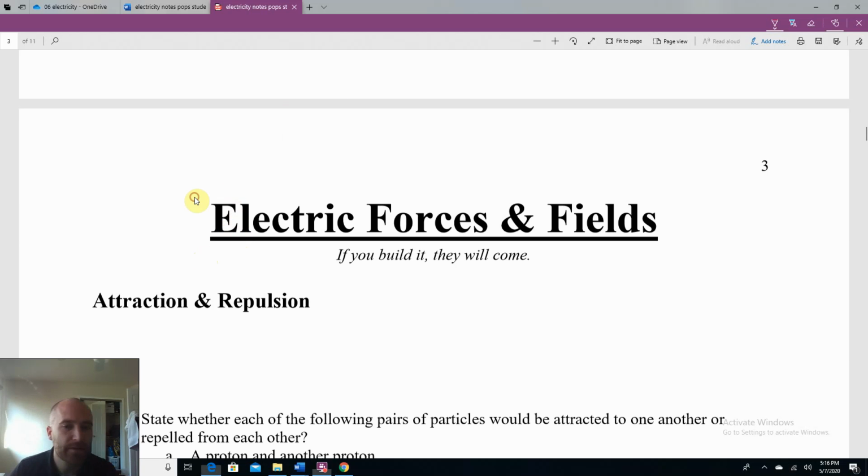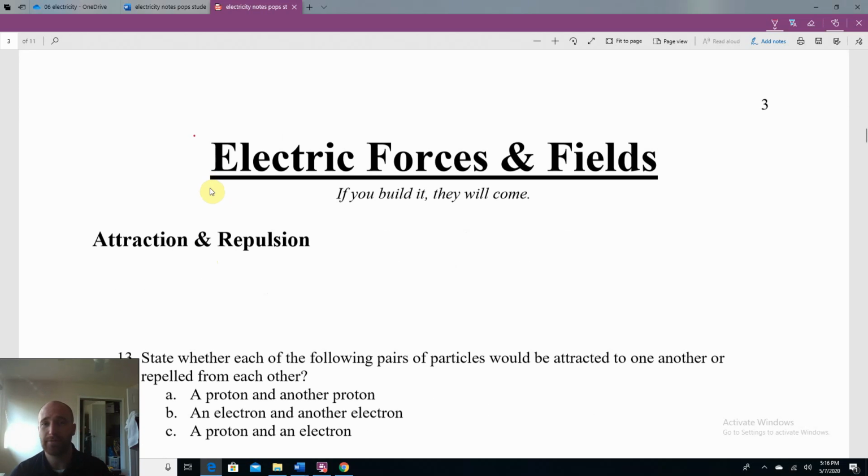Hey everyone. Today we're going to look at electric fields and forces. By the end of the lesson, as long as you can tell me which direction a charge gets pushed, like if they're attracted or repelled, and you can draw an electric field, then you'll be all set. So let's start with this, attraction versus repulsion.